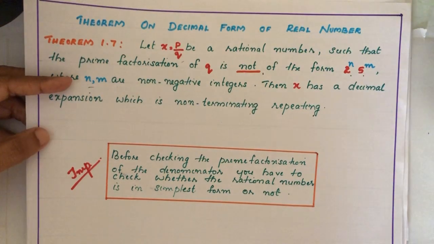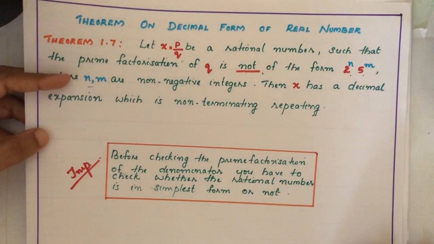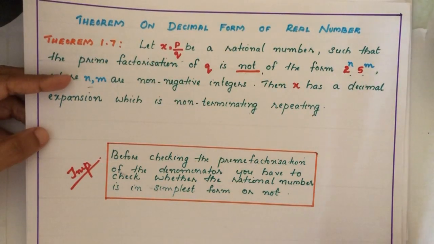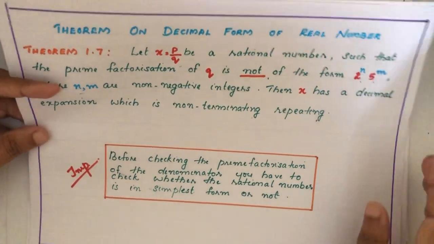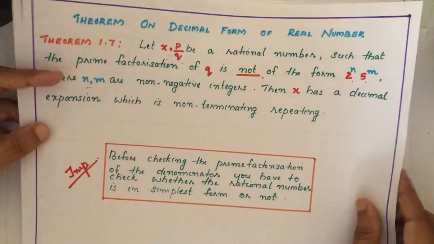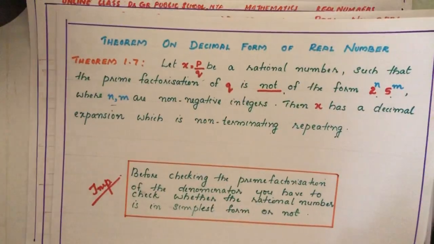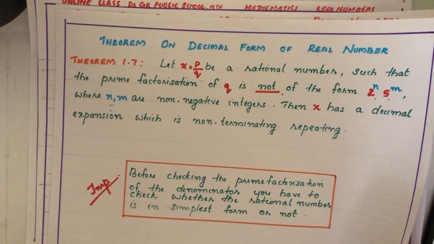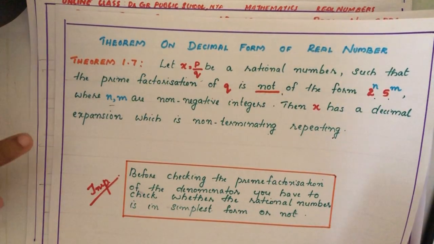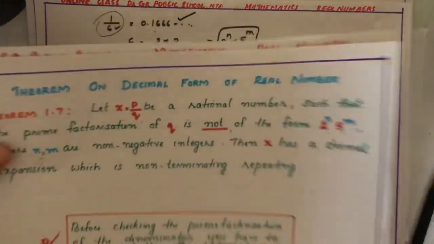Okay, children. So how to verify without actual division whether a rational number has terminating decimal form or non-terminating decimal form, we will discuss in another video. So you have to write all the 3 theorems in your note. The example problems, no need to write now. Just for your information, I explained all this. You just write only the theorems, all the 3 theorems.